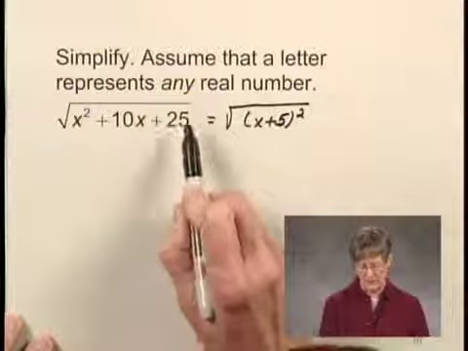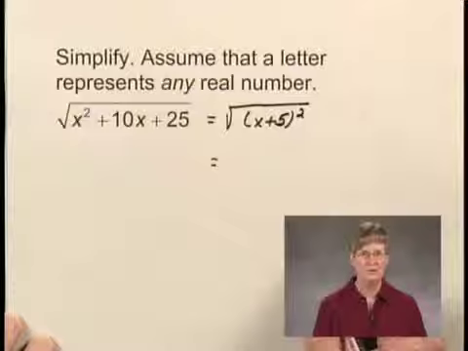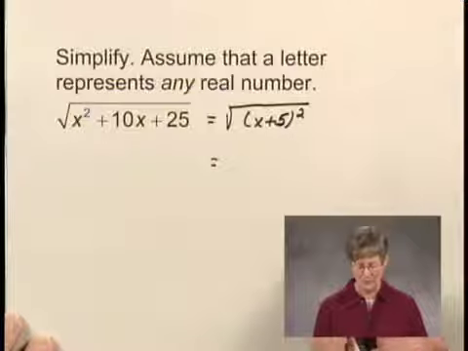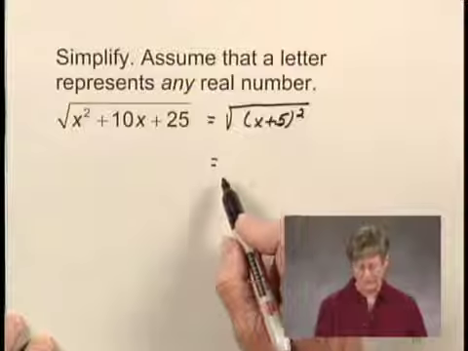And if we're assuming that a letter can represent any real number, we're going to have to use absolute value notation when we find the square root so that we don't have the possibility of having a negative number.